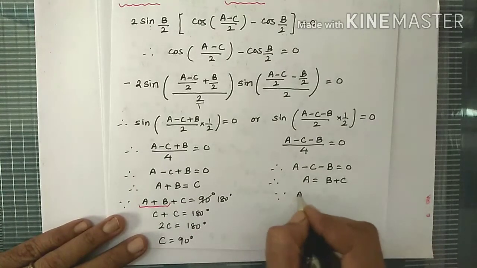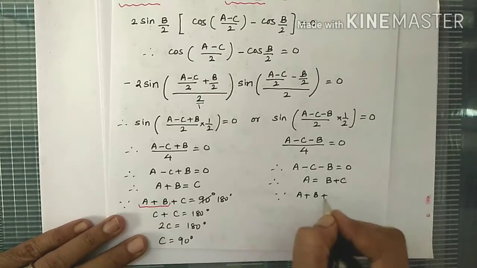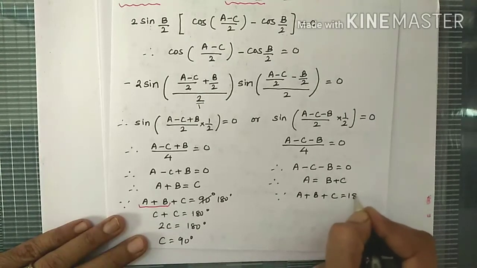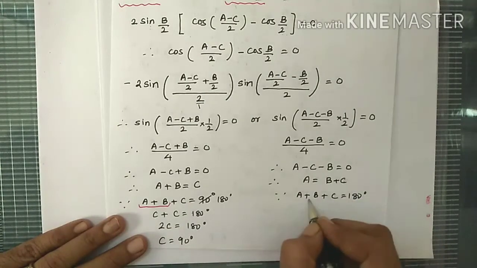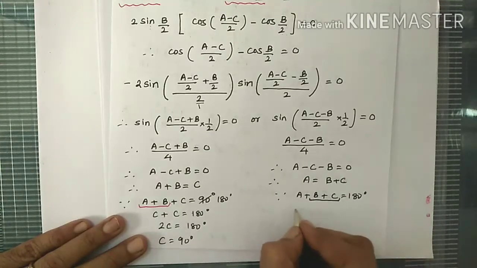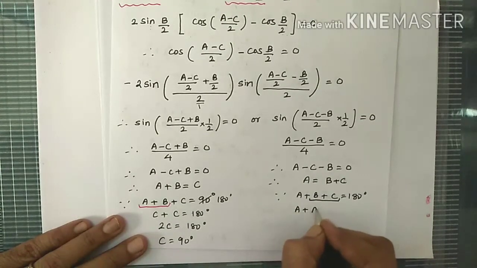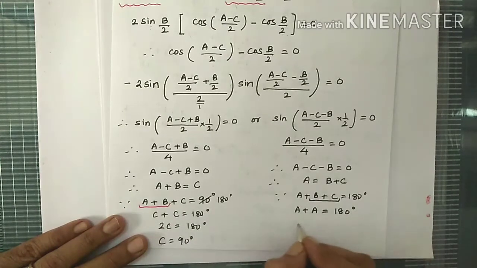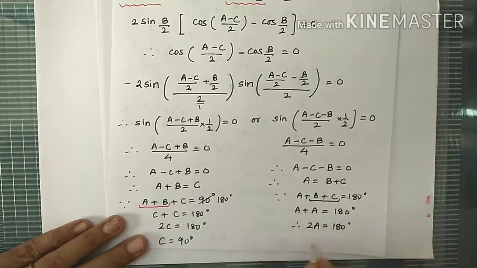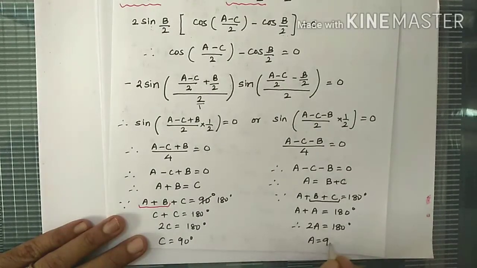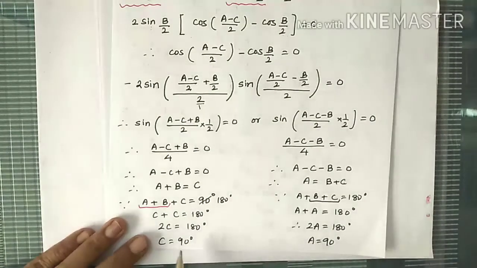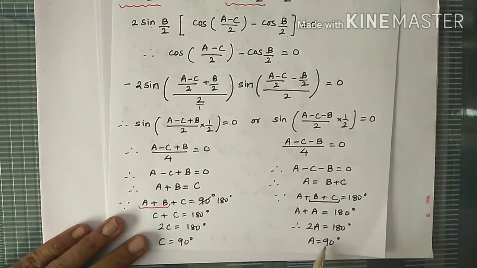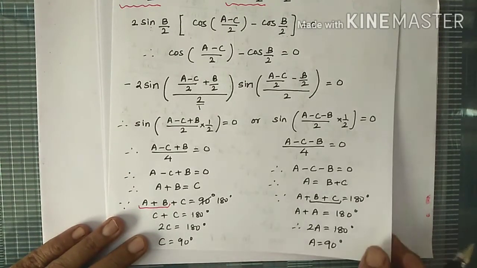Now again, sum of the angles of the triangle is 180 degrees. But here B plus C is A. So this B plus C we can replace by A. So we have now A plus A equal to 180 degrees. Therefore 2A equal to 180 degrees. Therefore A equals to 90 degrees. Therefore either C equals to 90 degrees or A equal to 90 degrees. That means the triangle is a right angle triangle.